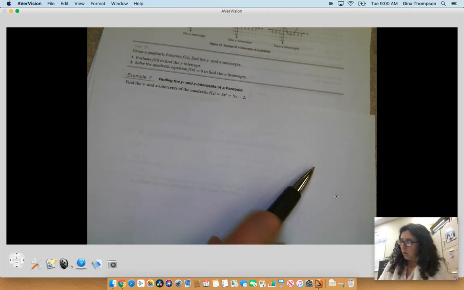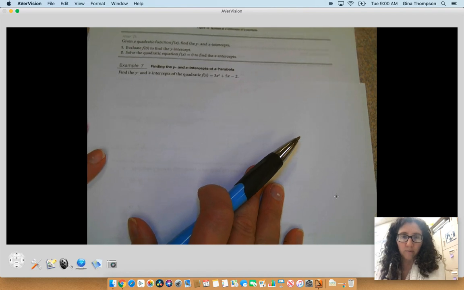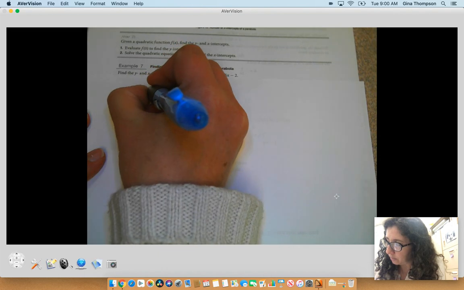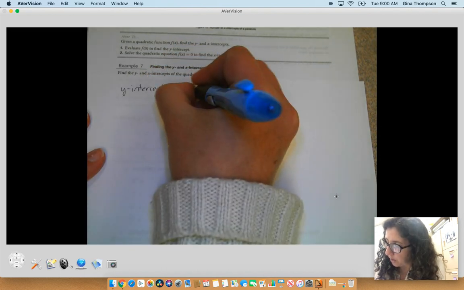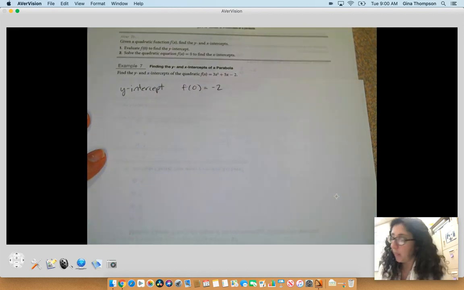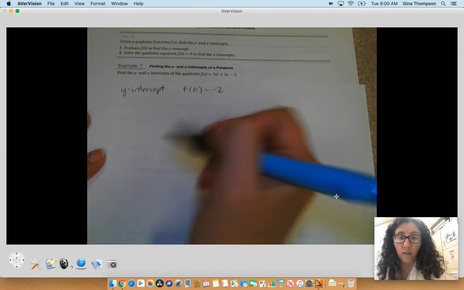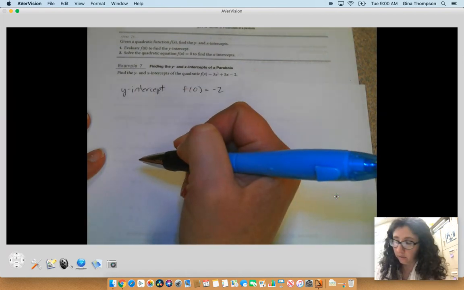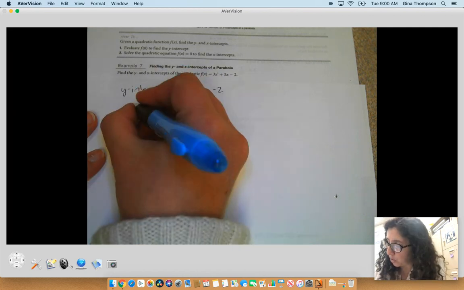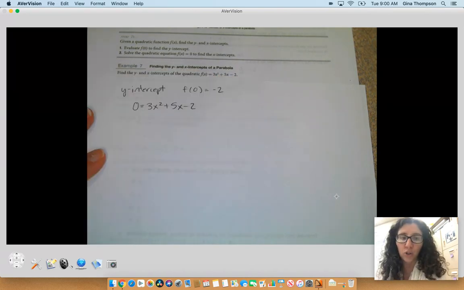All right, let's look at example 7. Find the x and y intercepts of this quadratic function. Okay, the good news is the y-intercept is always easy. You just find f of 0, and it's negative 2. Okay, the x-intercepts are a little bit harder. We've got a few different ways we can solve this. That means the x-intercepts happen when the y value is 0. So we have y equals 3x squared plus 5x minus 2.